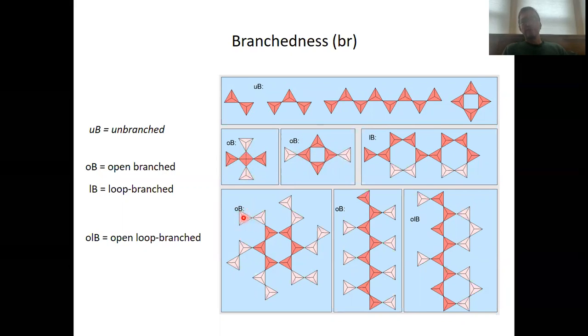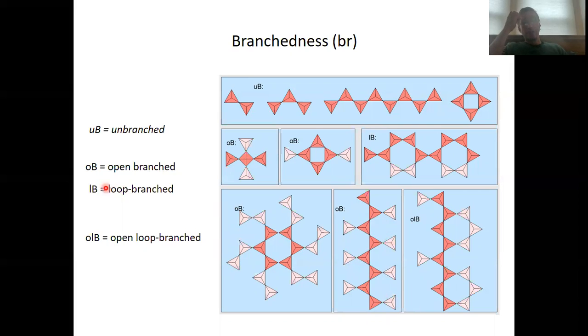Here we have another example of an open branch silicate. In this case, we have again a ring as the main chain, and now side chains that are comprised of 2 tetrahedra. In the last example, we have again a main chain, which is now a chain of 1, 2, 3, 4, 5, 6, 7, 8 tetrahedra. We have again side chains made of 1 tetrahedron.